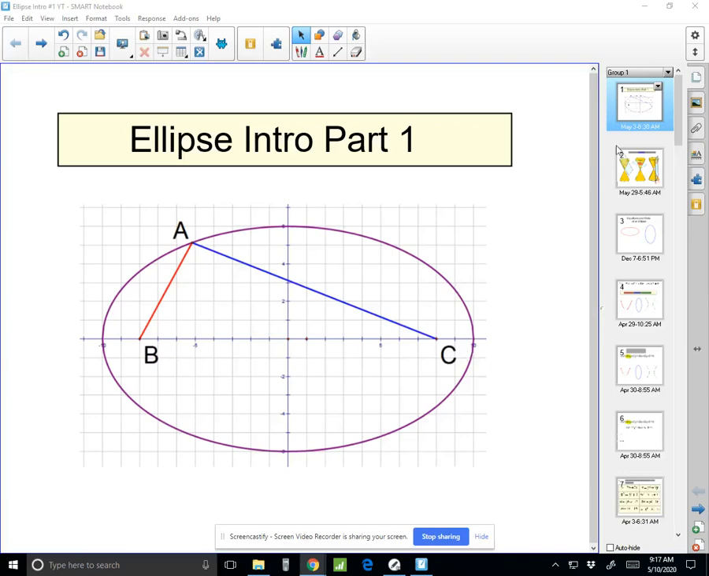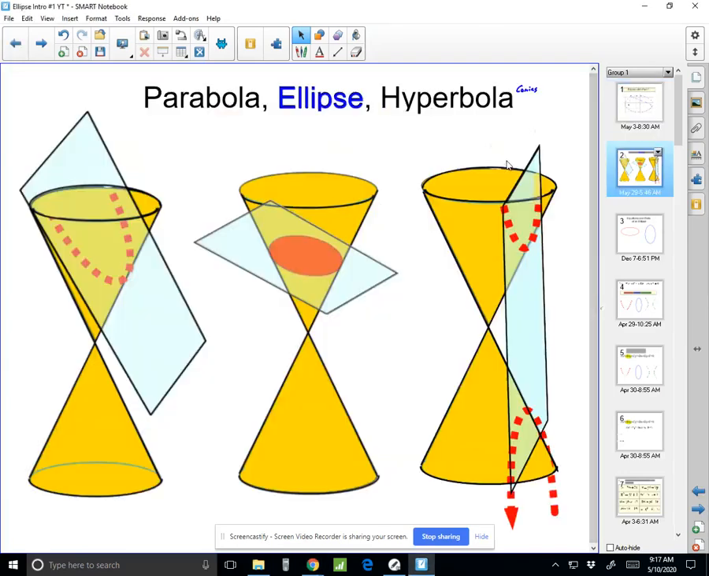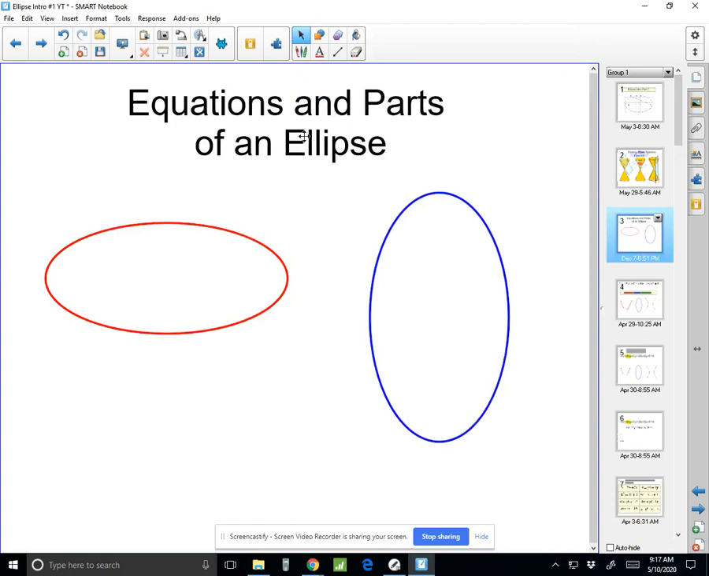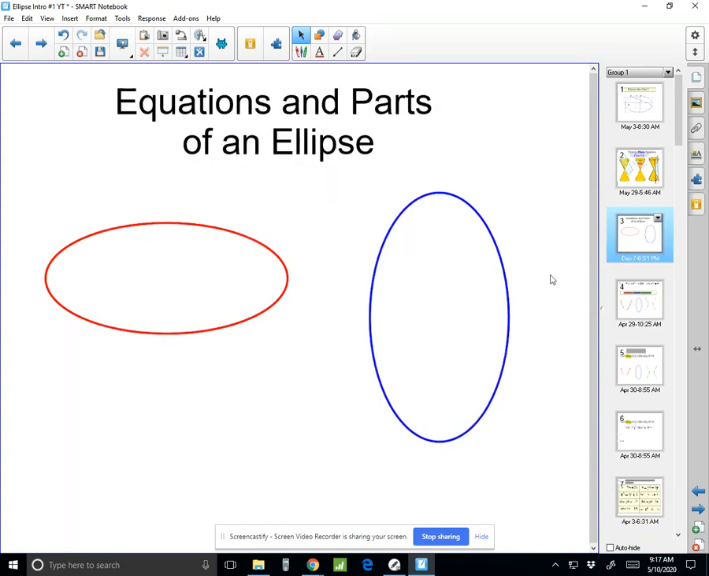Hey everybody, welcome back. We're talking about ellipses today. This is part one. An ellipse is a conic section, just like the parabola and the hyperbola. Mostly we're going to look at equations and parts of an ellipse.